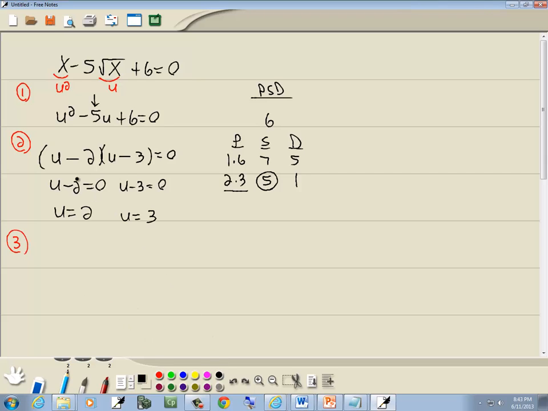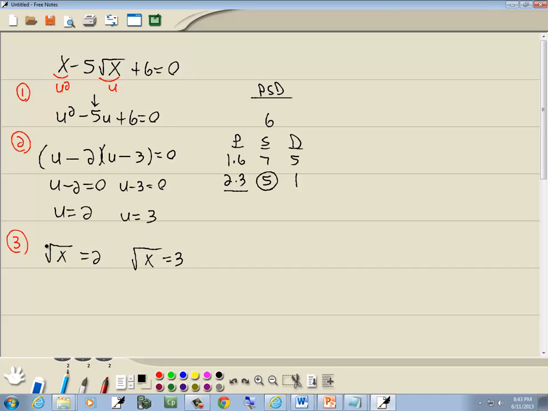Step 3. Plug u equals blank back in and solve. In this particular problem, we said u is equal to square root of x. So we'll put that square root of x in for u. And we've got square root of x equals 2, and square root of x is equal to 3. Well, this is a radical equation. And our steps for solving a radical equation were, first step, get a radical by itself. Well, it's by itself.